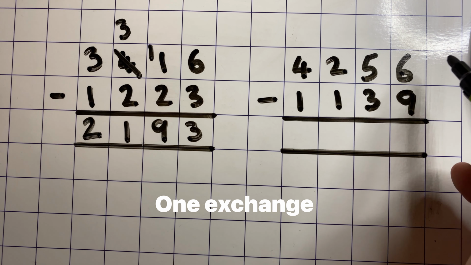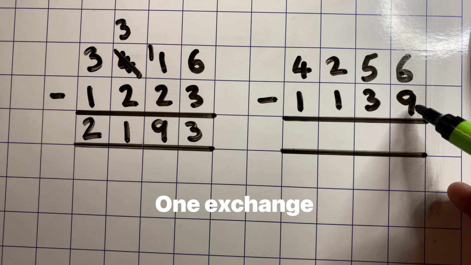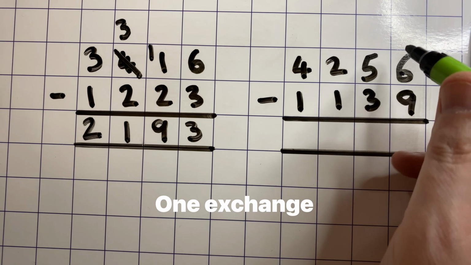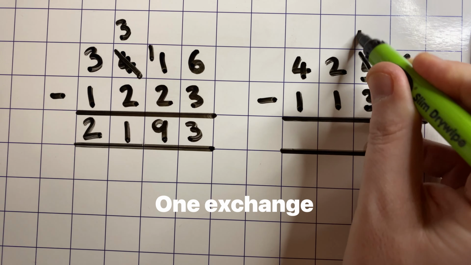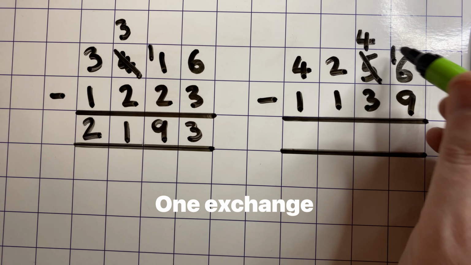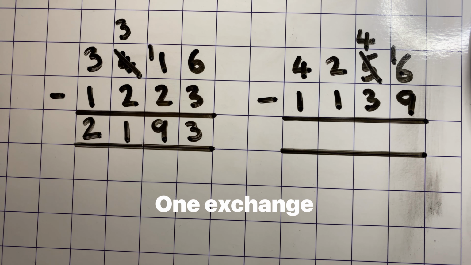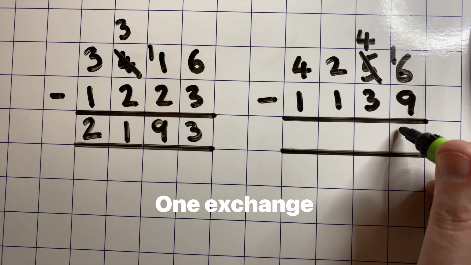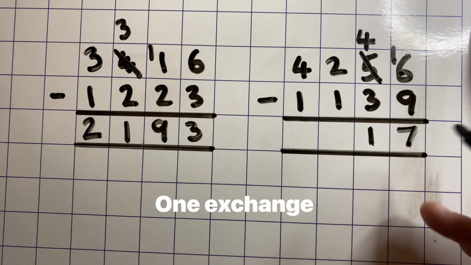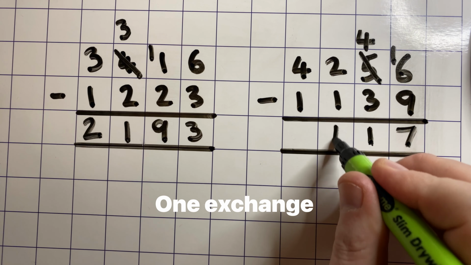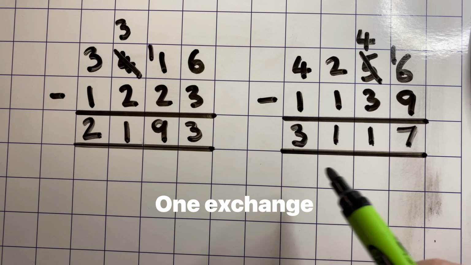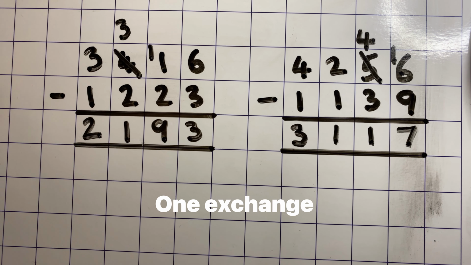Moving on to the other example, we don't have enough ones to take 9 away from. We only have 6 there. So again, we just literally exchange again. So here the 5 becomes the 4. What we exchange now makes the 6 ones, makes it 16 ones. 16 minus 9 is 7. 4 minus 3 is 1, 2 minus 1 is 1, 4 minus 1 is 3, giving us an answer of 3,111.